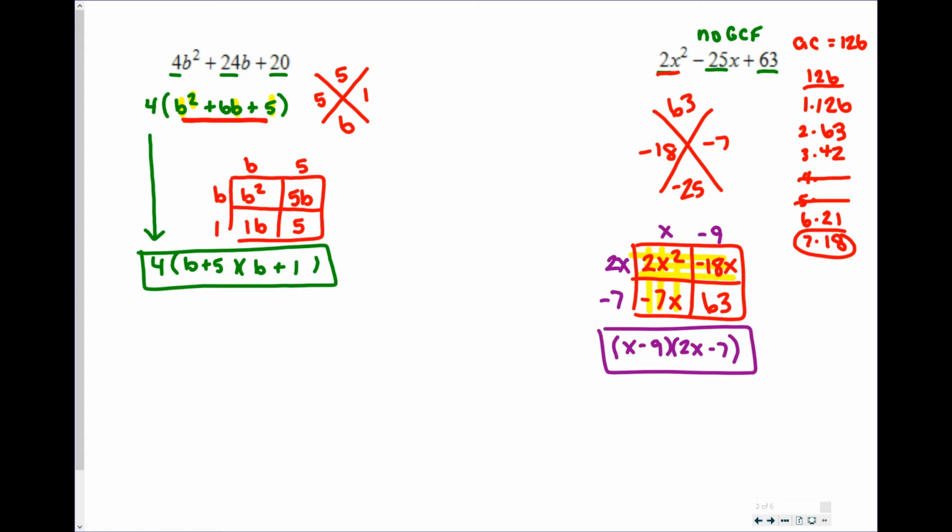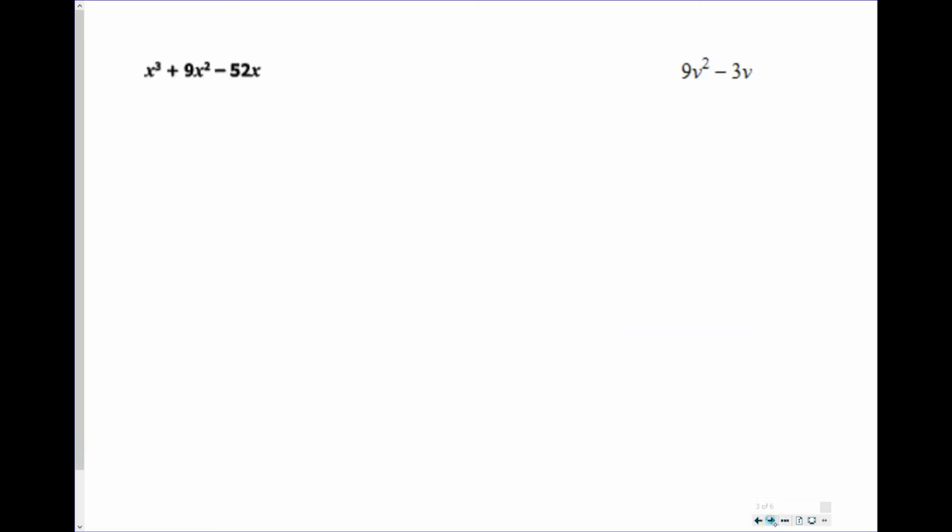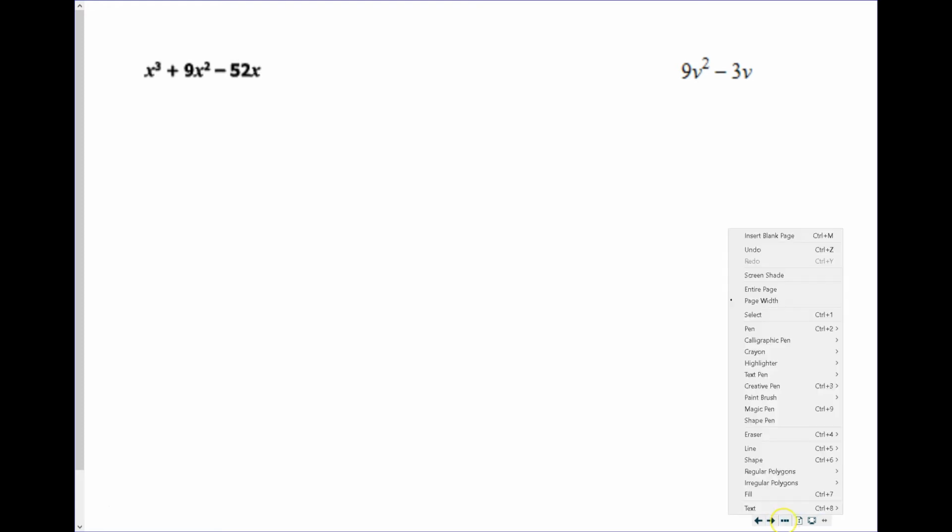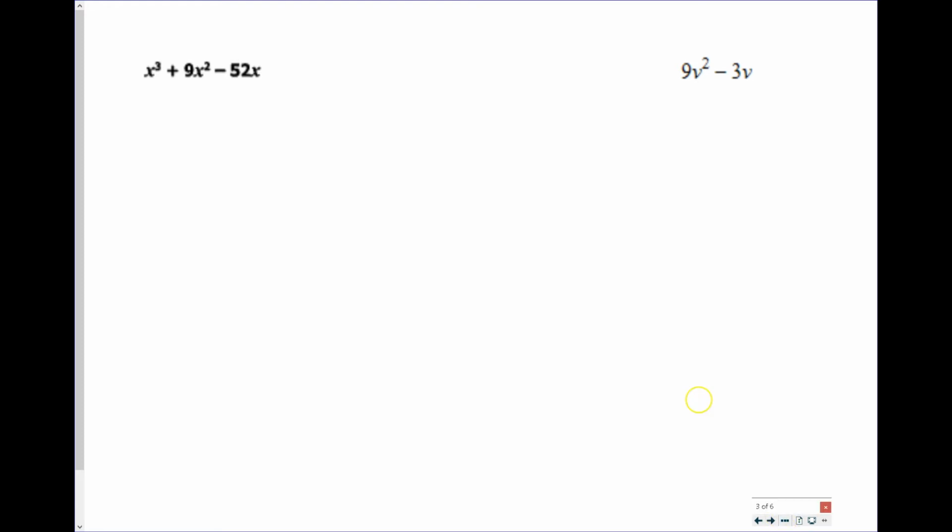Okay. Next problem. I've got x cubed plus 9x squared minus 52x. Again, I'm always going to check for a GCF between the three numbers, or 4, however many you have. I notice that none of the numbers have anything in common, but they all have an x in them. So I've got to take that x out. I'm left with x squared plus 9x minus 52.